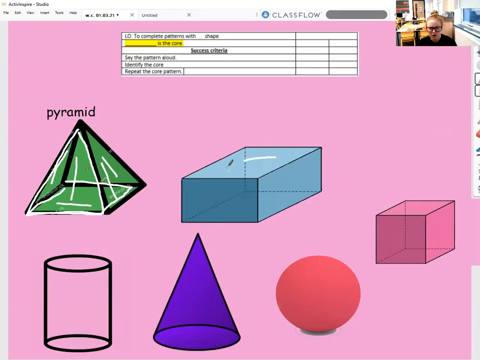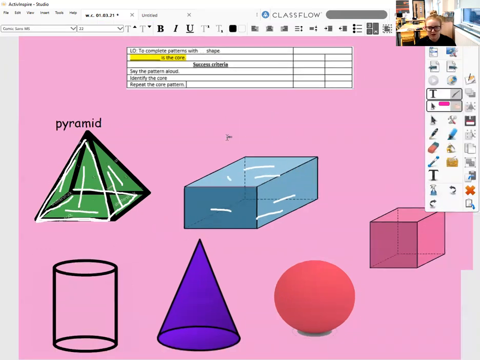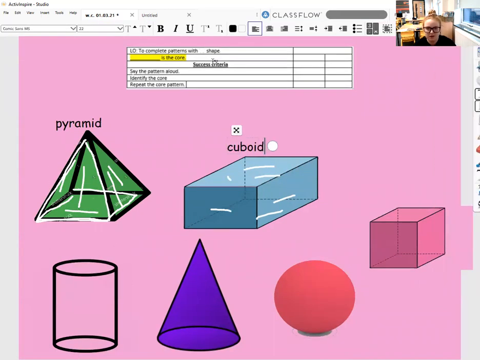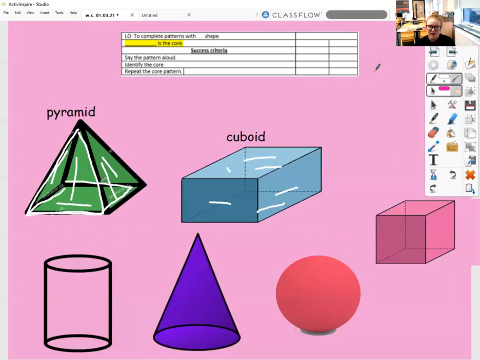So this shape has 1, 2, 3, 4, 5, 6 faces. The faces are not all equal, and in fact the faces are made up of rectangles. What shape is this? It's got 6 faces, they are not all equal, and the faces are made of rectangles. What shape is it? This shape is a cuboid. Fantastic, okay, let's look at this shape.